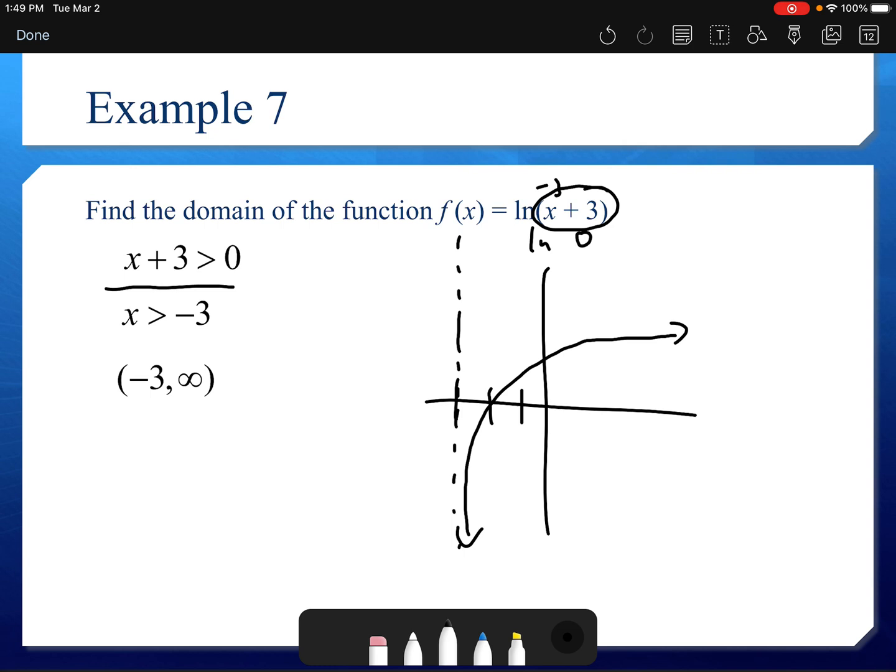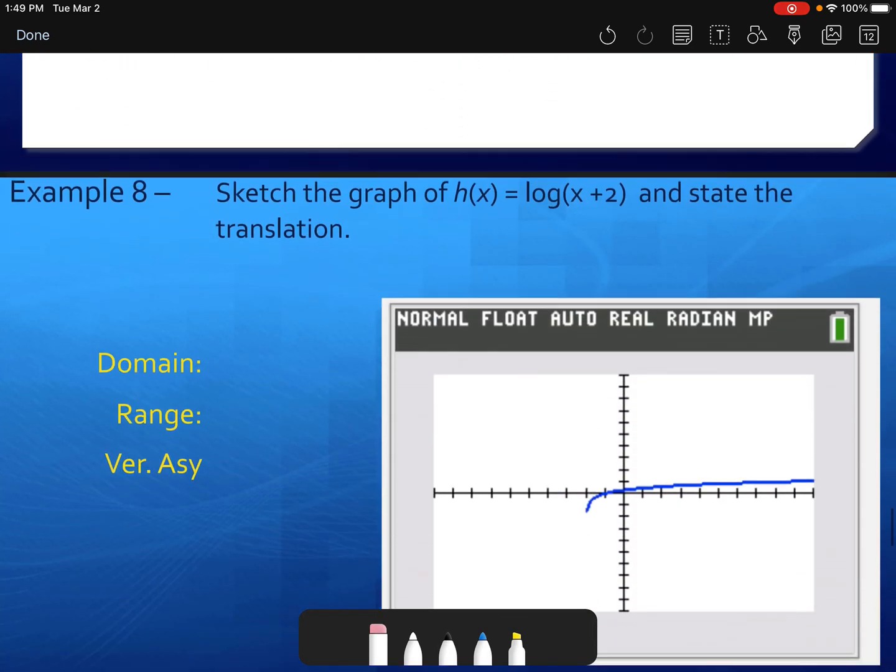So x plus 3 is greater than 0 is how you find the domain. So x is greater than negative 3 is our domain. So negative 3 to infinity. And it really makes perfect sense because this number cannot be 0, cannot be negative. So you just set it greater than 0.